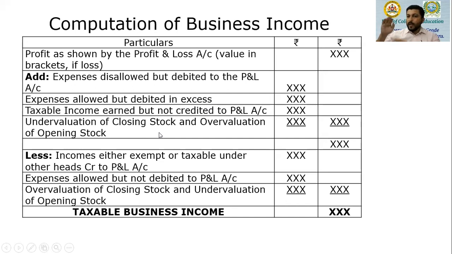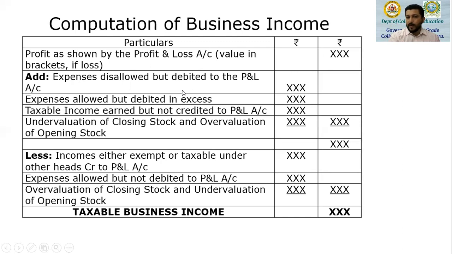Understand this. When you undervalue a closing stock, the profit will decrease. When you overvalue an opening stock, profit will decrease. So because of undervaluation of closing stock, because of overvaluation of opening stock, the profit has come down. To correct it, such amounts will be added. So these are the four items which will be added.